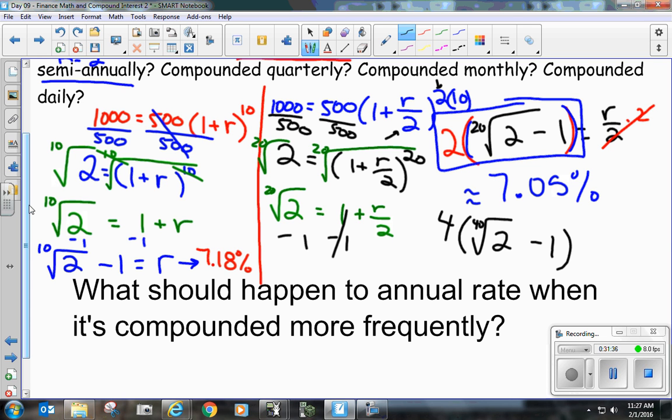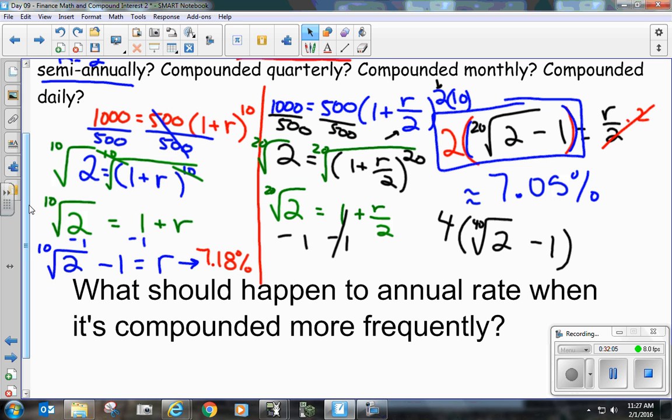So we don't have to do that, and I won't let you guys off the hook on that, because I want to show you one more thing. So, what should happen to the annual rates as it's compounded more frequently? The percentage gets smaller and smaller, ever so slightly. Because when it's compounded more, you get more, so you don't have to get as big a rate to get your value. By compounding more, you get more money frequently.